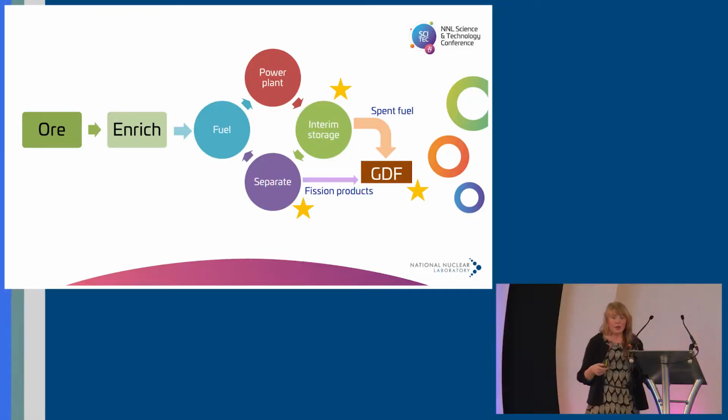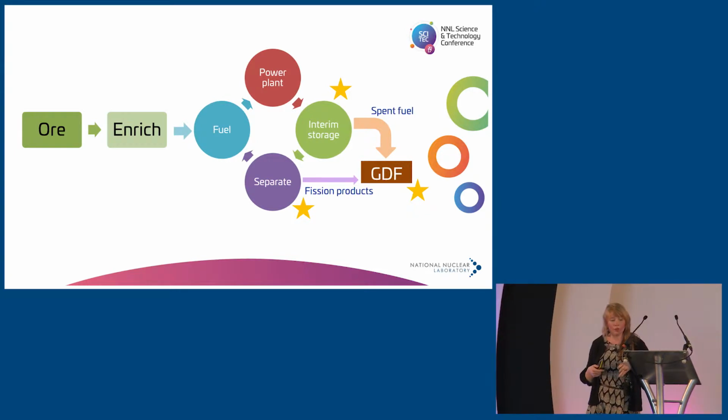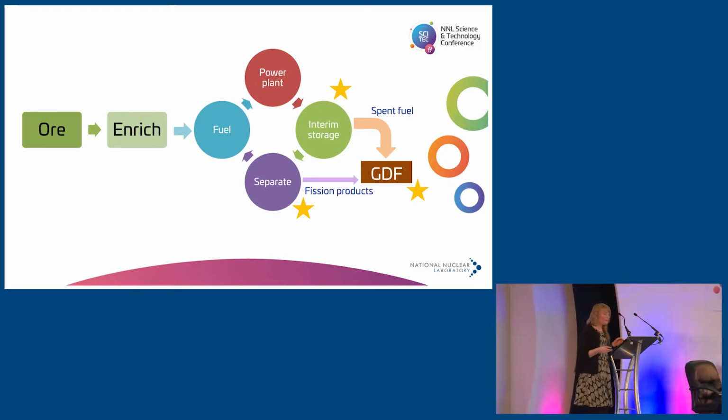Here is a very general diagram of the nuclear fuel cycle. We've got the mining of the ore, enrichment into manufacturing the fuel for use in a power plant, after which the spent fuel will undergo some interim storage. Separation processes will occur to recover the useful elements to manufacture into future fuel, and some of the waste products may be directed into a geological disposal facility.